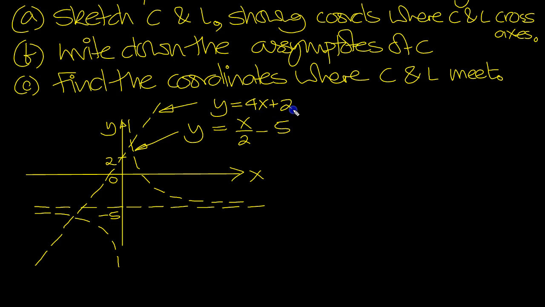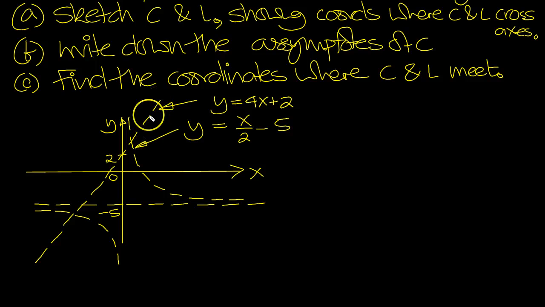Gradient 4, intercept 2. So we've sketched C and L then, showing the coordinates where C and L cross the axes. So let's look at the coordinates then. Well, first of all, this coordinate here is 0, 2. That's where it crosses the axis. This coordinate here, well, when y is 0, x needs to be minus a half, doesn't it? So minus a half is the x value, and this is 0. When y is 0, x is minus a half, because this will then become 0. So we've got that coordinate.